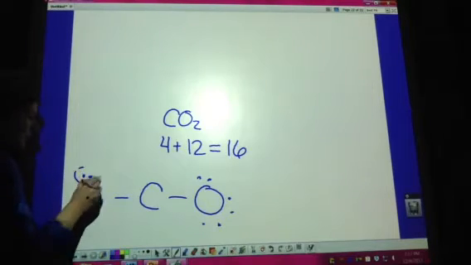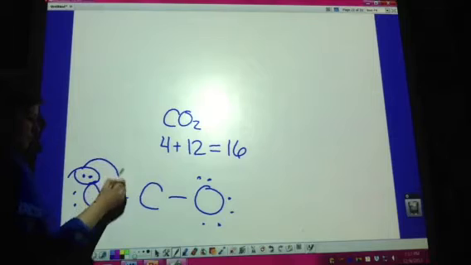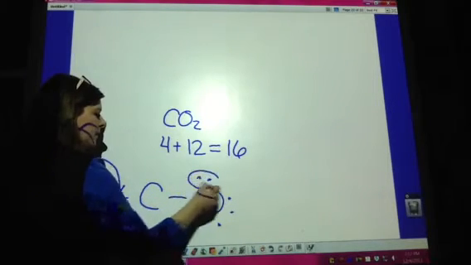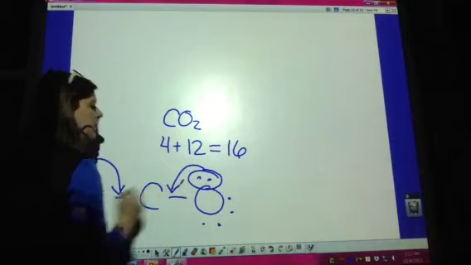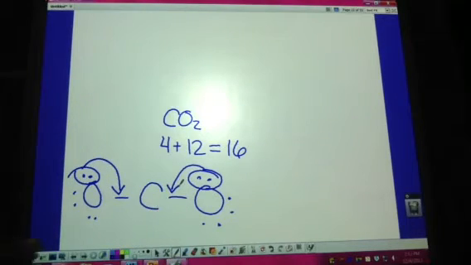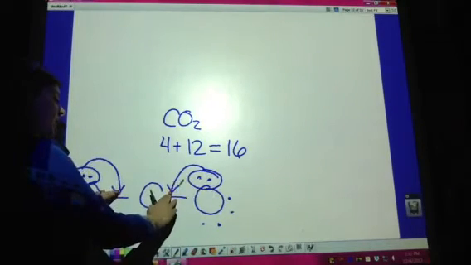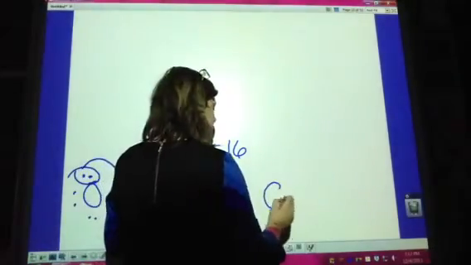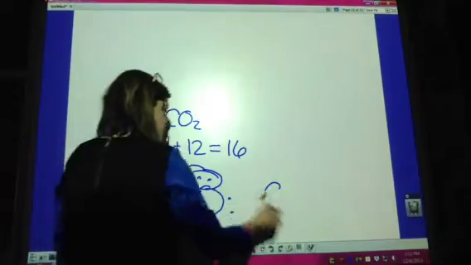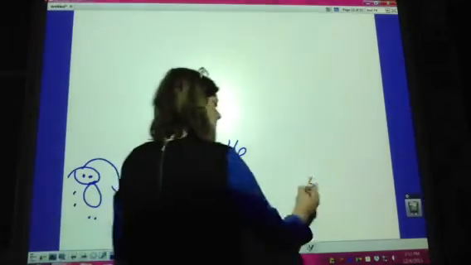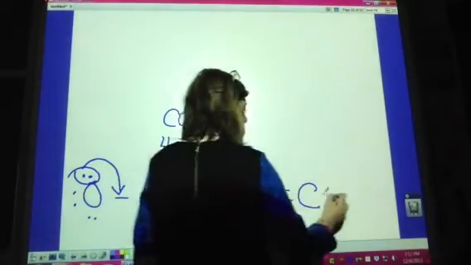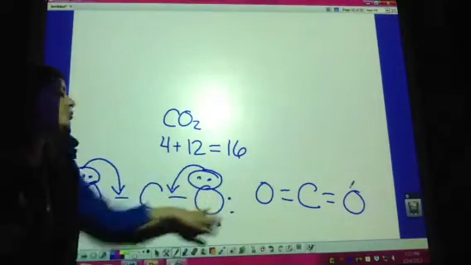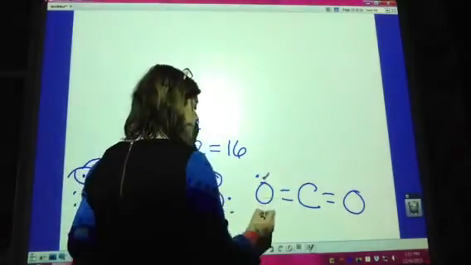So oxygen, I'm going to take that lone pair and give it to carbon. I can take this lone pair and give that to carbon. And if I do that, those become bonds. Let's see what changes now. So now I would have O double bond C double bond O. And since I just took off one lone pair, I still have 2 remaining on each oxygen.